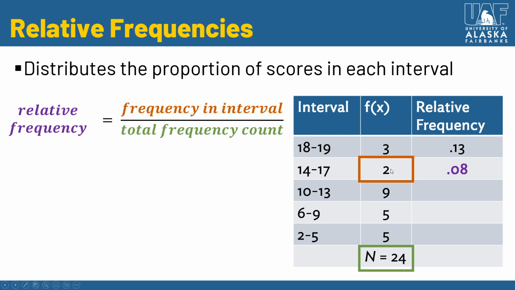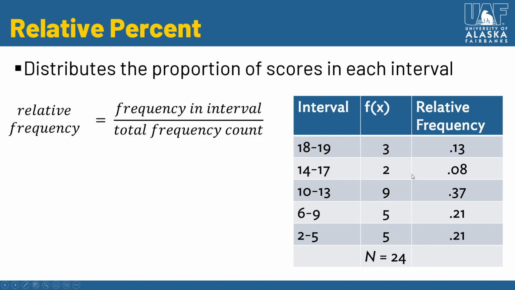We can repeat this for the next interval, 14 to 17. We had 2 participants who fell in that interval. 2 divided by 24 is 0.08. Next one, 9 divided by 24 is 0.37, so on and so forth. Again, in this case, we're just calculating the individual interval frequencies relative to the total frequency.